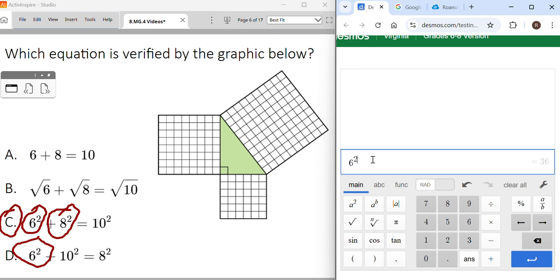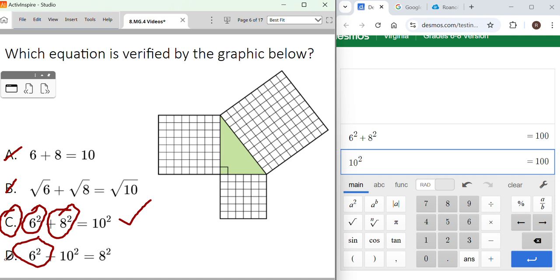I'm going to do 6 squared plus 8 squared. And then I'm going to go to my next line and I'm going to type in 10 squared. Sure enough, those two numbers work, so that is correct. A lot of times if you get confused, just put these things in your calculator. 6 plus 8 does not equal 10, so that can't work. And I can tell you that the square root of 6 plus the square root of 8 definitely is not the square root of 10, but you can always put it in your calculator to prove it.